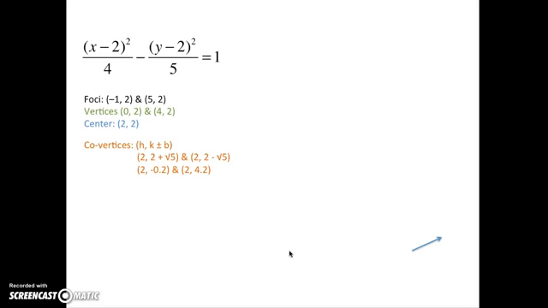So our b value is radical 5, so we have 2 comma 2 plus or minus radical 5. So our two covertices are at 2 comma negative 0.2 and 2 comma 4.2. The asymptotes: y minus k equals plus or minus b over a, x minus h. Fill in all the pieces, so here's our equation for our asymptote: y minus 2 equals plus or minus radical 5 over 2 times x minus 2.